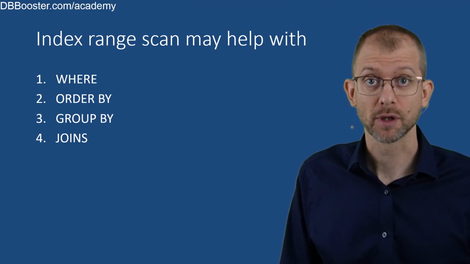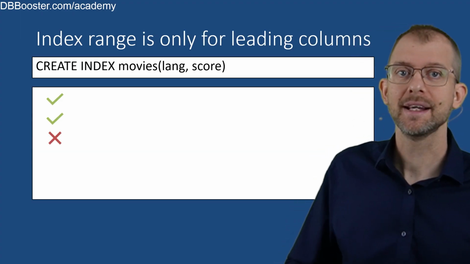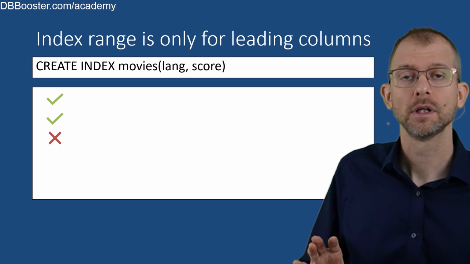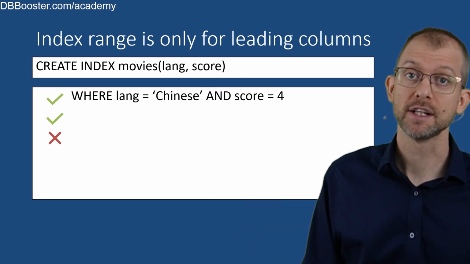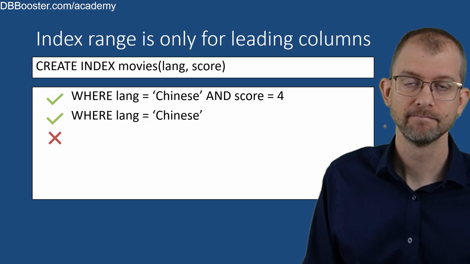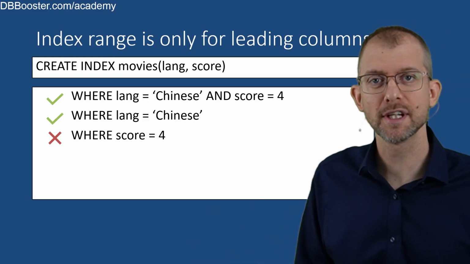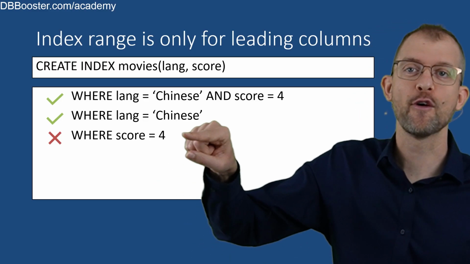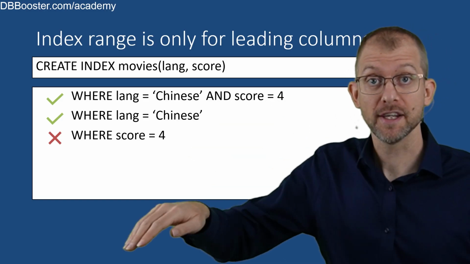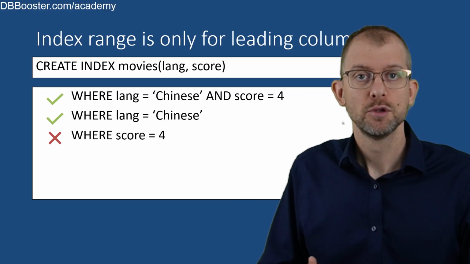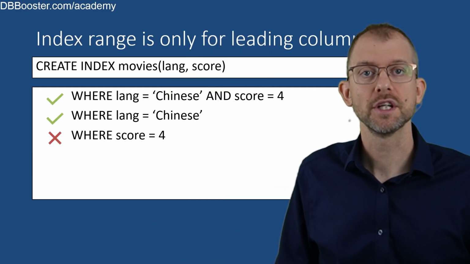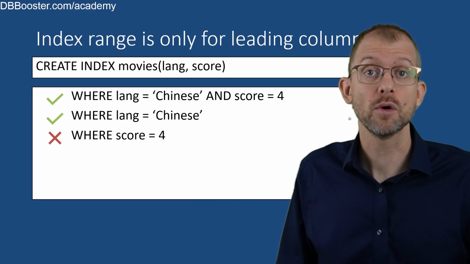With an index on language and score, I can seek when I filter by language and score together, or by language only. But I cannot do a range scan with a filter only on score. The engine has no place to dive into the index. It cannot do the first phase, the go down, because the value which it should dive into is unknown.